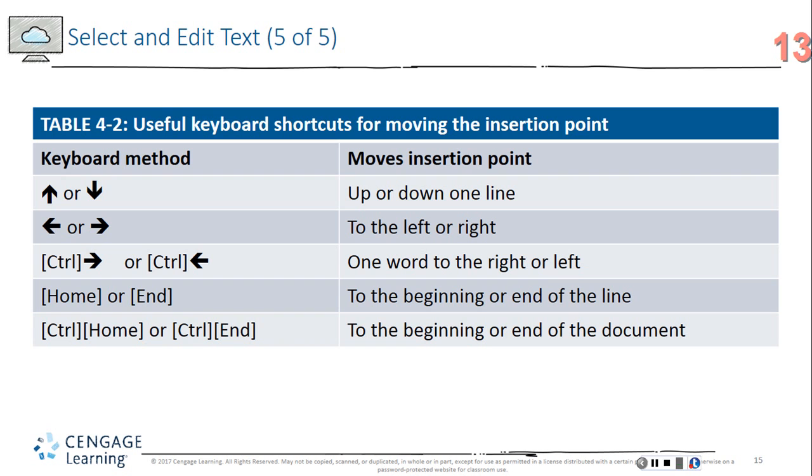Now, with any of these keyboard shortcuts that are listed on the screen, if you hold down the Shift key and then use the arrows or the Control arrows or the Home or the End or the Control Home or End, you can also select the text for wherever you're moving your cursor from and to. So if you want to move your cursor down a line, hold down the Shift key, press the down arrow, it'll select all the text from your cursor down one line. That's a very useful keyboard shortcut, and it's one that I recommend everybody learn how to use.